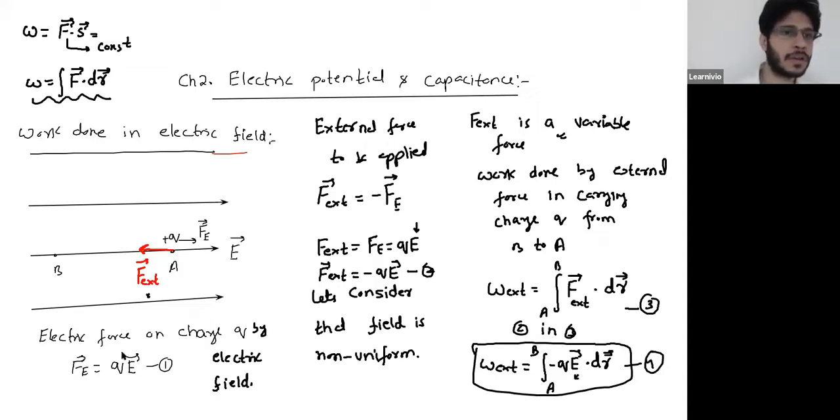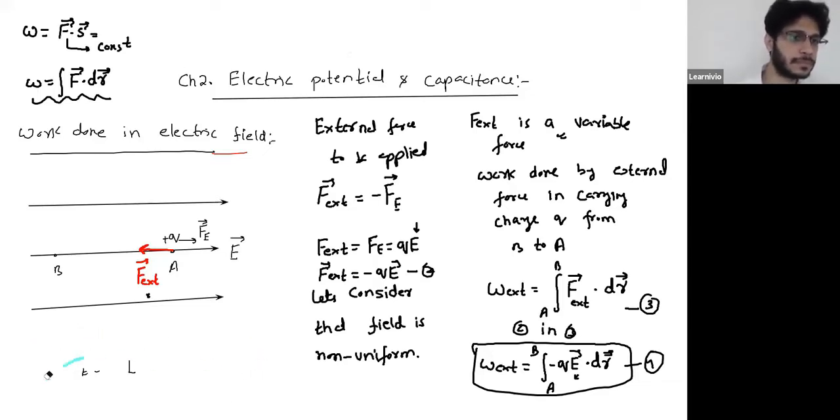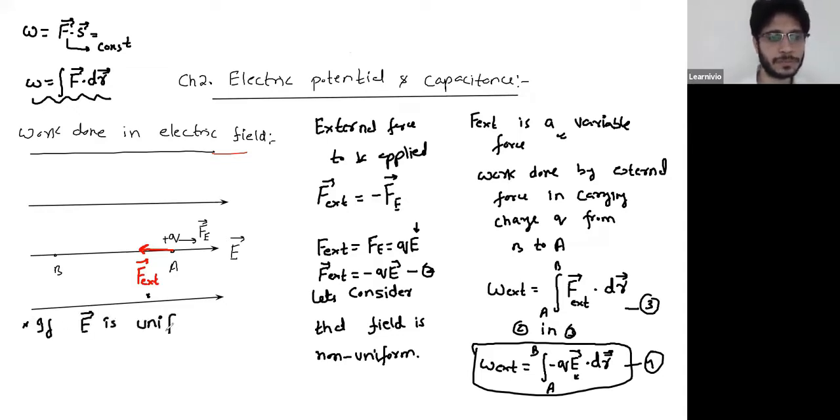Okay. Now, if I consider that this electric field is uniform, if E is uniform, then you can take this electric field outside this integral. So work done by external force will be simply minus of QE. This Q and E are constant. QE dot integral of dr from A to B. When I'm writing A to B, that means from position vector RA to position vector RB. Position vector of point A to position vector of point B.